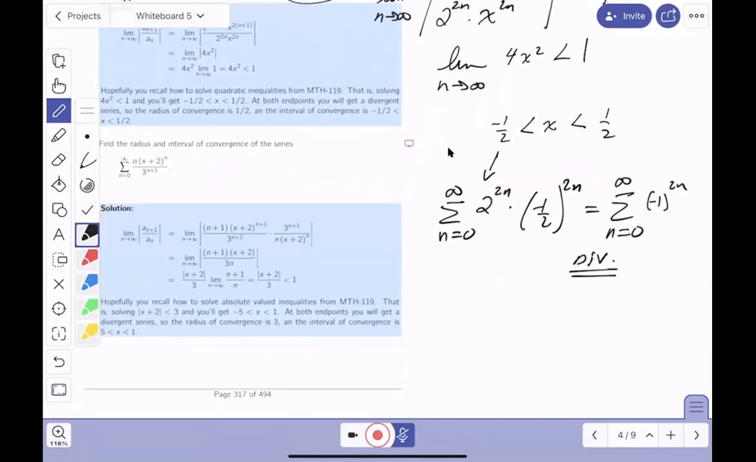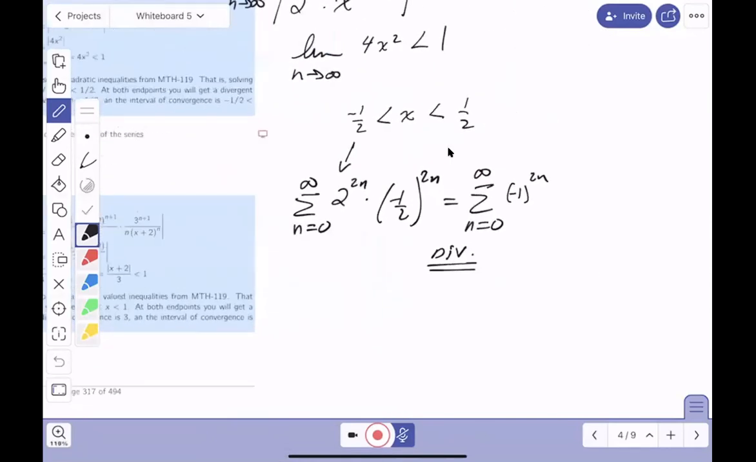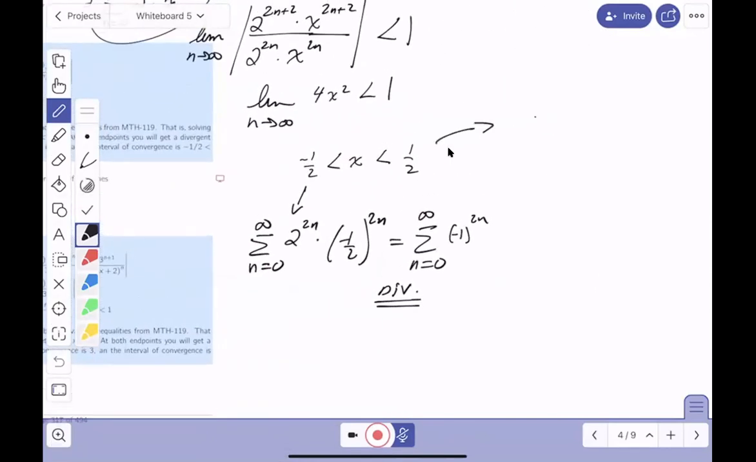Let's do the other one. Let's try a half now. The sum from n equals 0 to infinity of 2 to the 2n times 1/2 to the 2n, which is just the sum from n equals 0 to infinity of 1, clearly divergent.